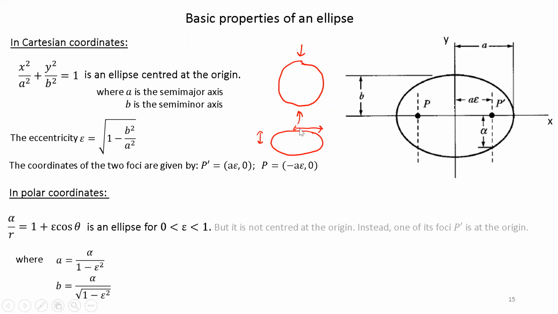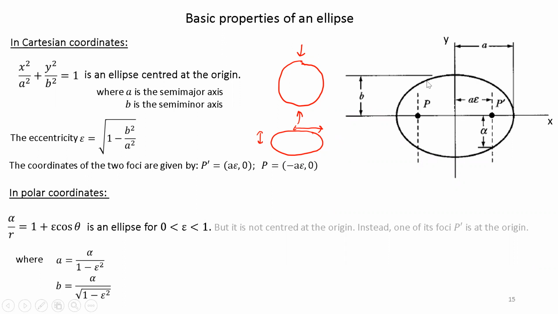If it is not compressed at all, then B divided by A is exactly 1, and your eccentricity is just 0. The larger the eccentricity is, the more compressed or elongated a shape you get for the ellipse. That's what happens.